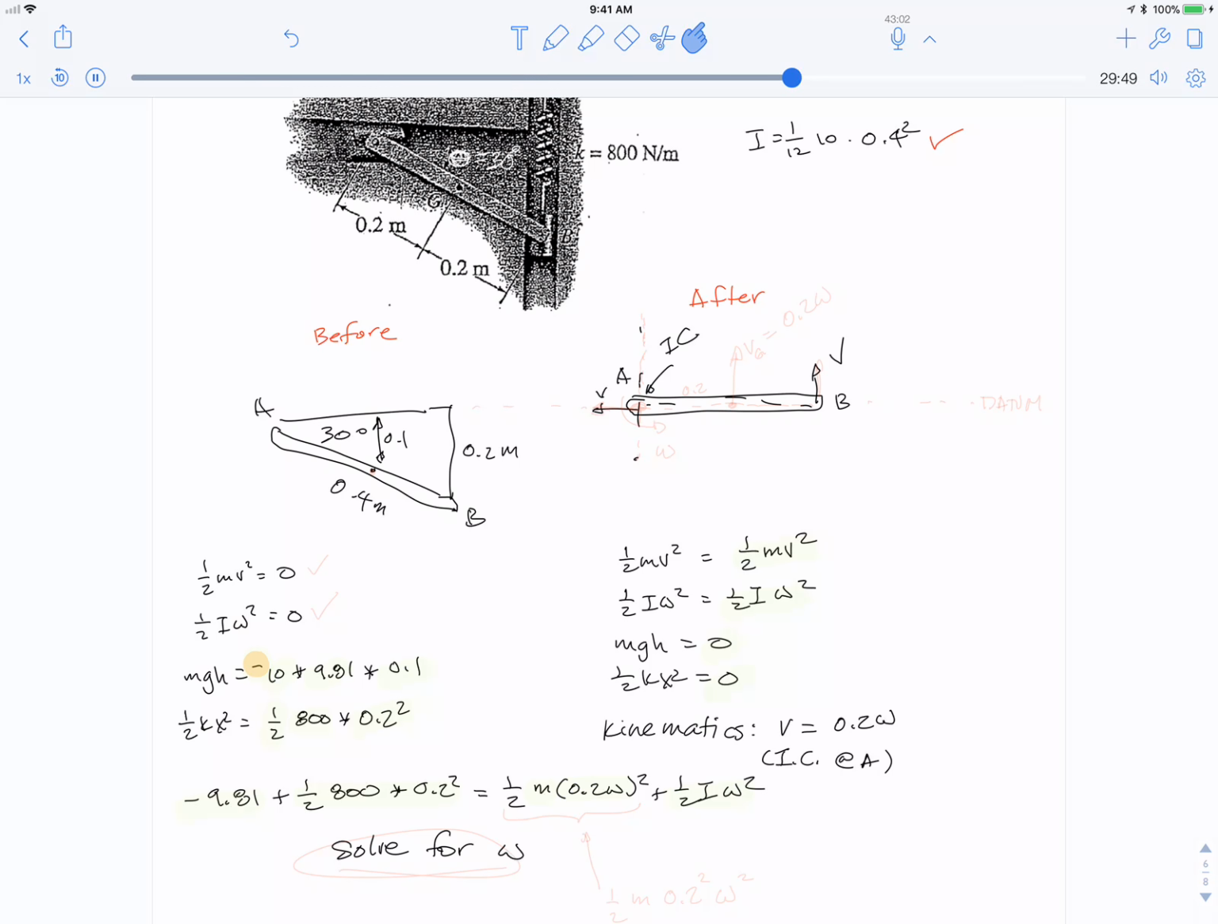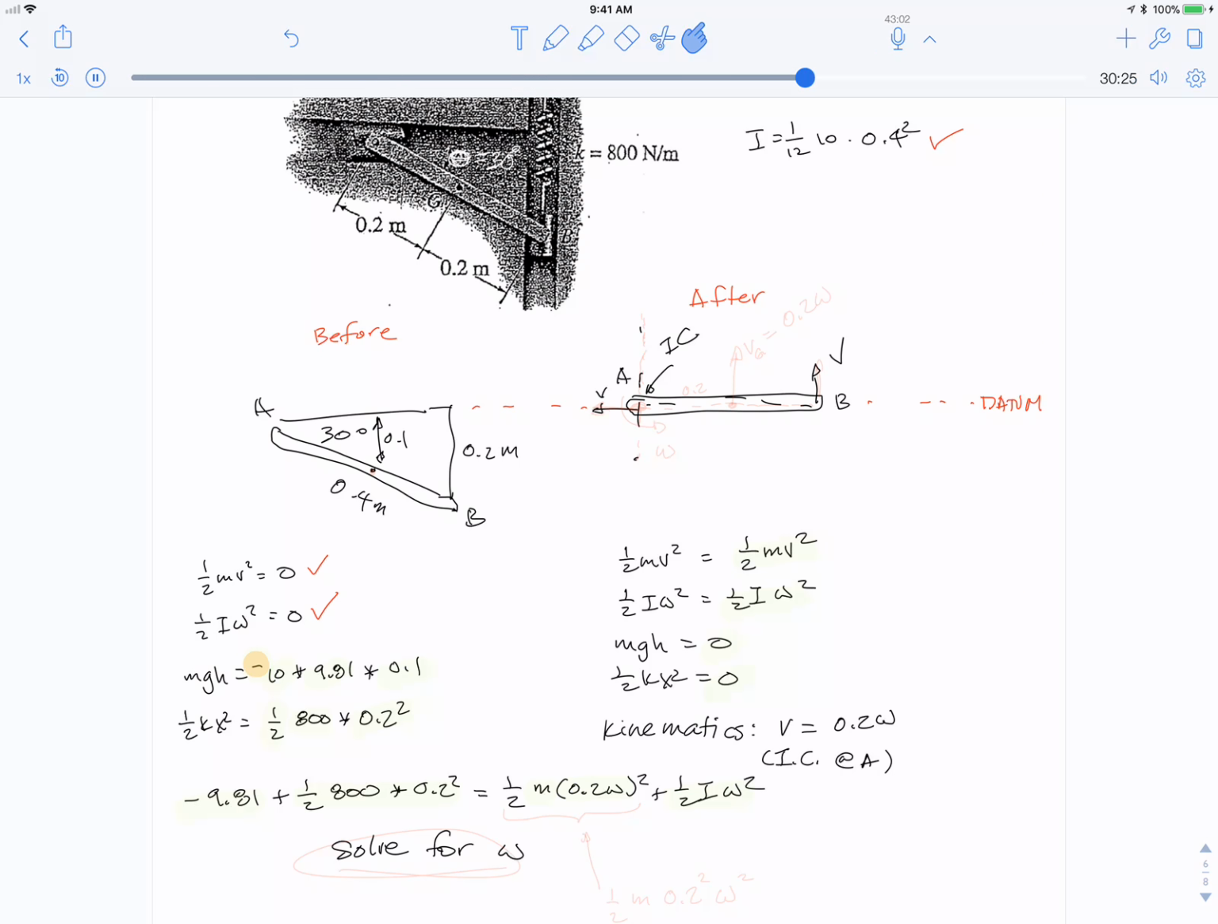So let's just start. This is released from rest, so the velocity is 0, 1/2 mv squared is 0, and the angular velocity omega is also 0, so 1/2 I omega squared is 0. Okay, so whenever you do an mgh thing, you have to decide the datum, or where you're going to measure 0 from. And so probably the most logical place will be right here. So I'm going to call right at that pin the datum.